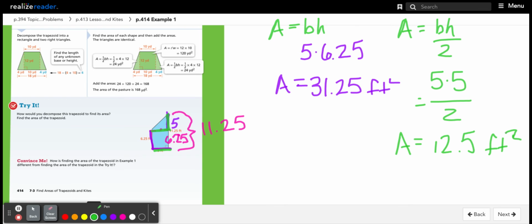My last step is to add these up to find the area of my trapezoid. So my total area here is 31.25 plus 12.5. Hold on, I made a mistake. 31.25 plus 12.5. My total area is 43.75 feet squared.